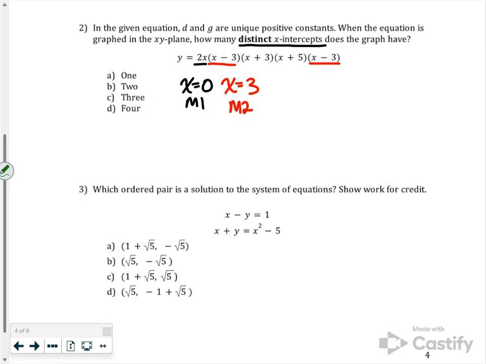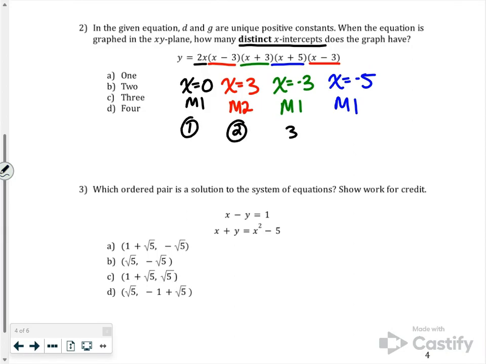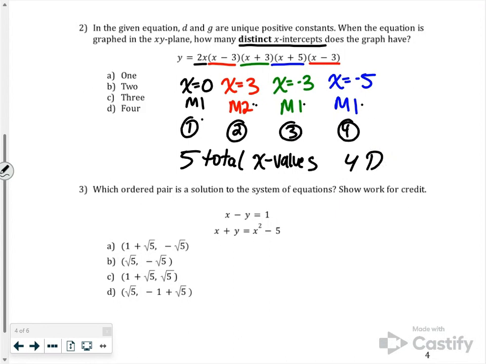So technically there's a multiplicity of 2 for x equals 3, and there's a multiplicity of 1 for x equals 0. The next x value would be x equals -3, and there was only one of those factors, so multiplicity of 1. And x equals -5 is only appearing once, so that has a multiplicity of 1 as well. Altogether we have 1, 2, 3, 4 different x values, but this one is sort of like a double. So there are 5 total x values, but there are only 4 distinct zeros. So 4 distinct, and your answer would be 4.